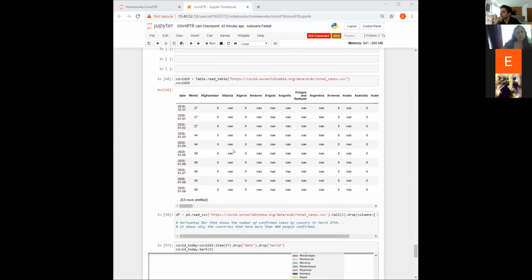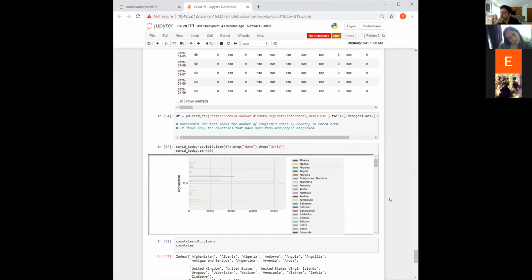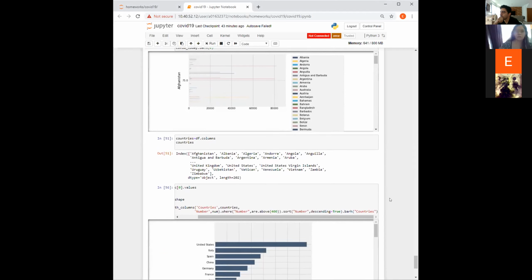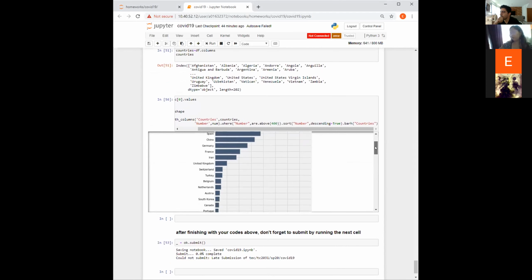And I think the last one is just a graph showing all of the countries that are infected. Yeah, I think that was it.